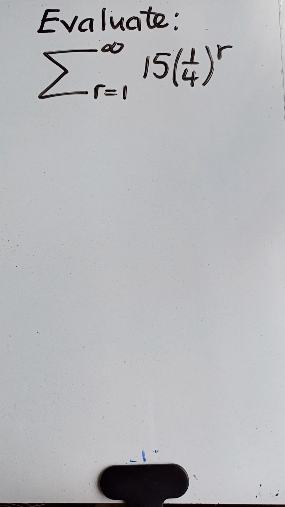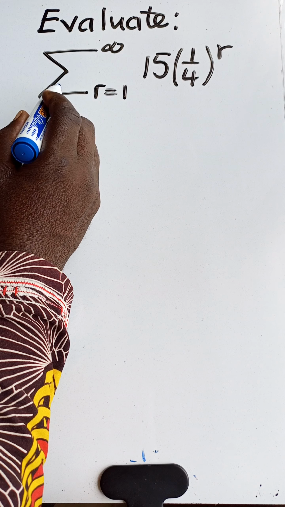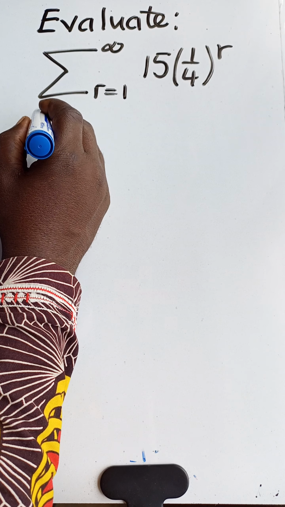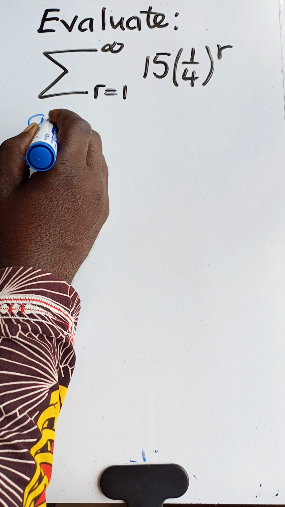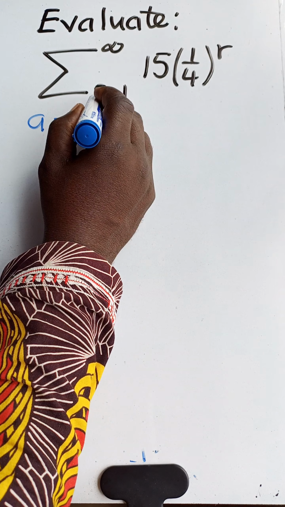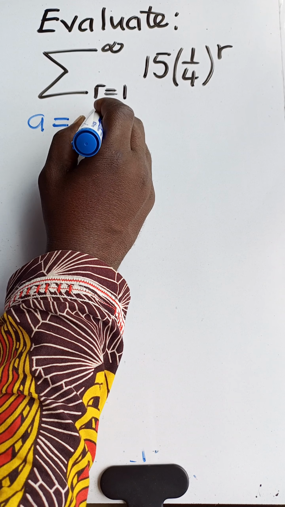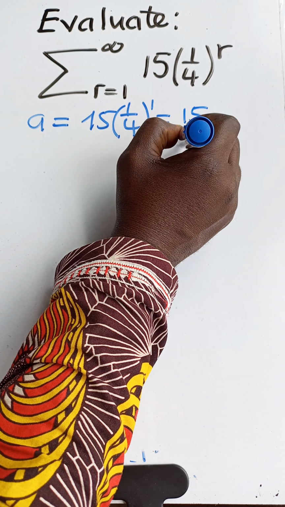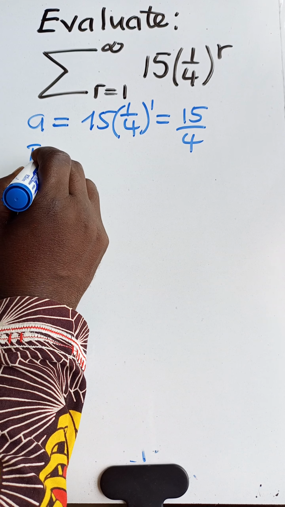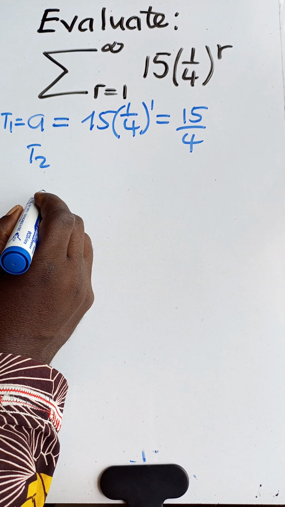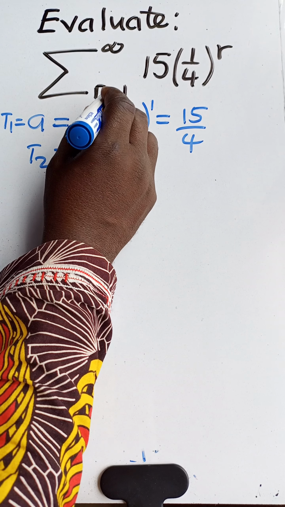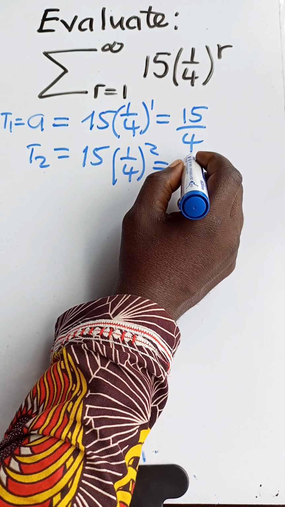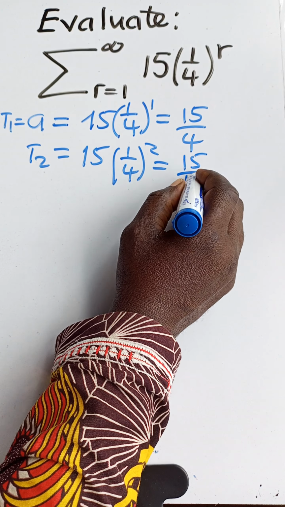Let us look at this question on series. We are asked to find the sum from 1 to infinity of this series. Now, the first term of this series, which we call A, is when R has the value 1. So it is 15 into 1 quarter to the power 1, which is 15 all over 4. Our second term, T2, is when R has the value 2. So 15 into 1 all over 4 squared. This is going to give us 15 all over 16.